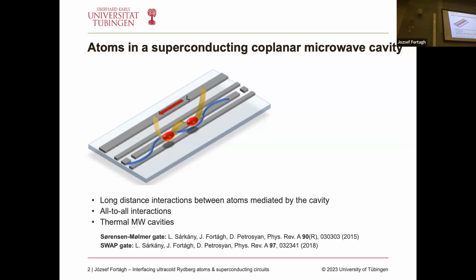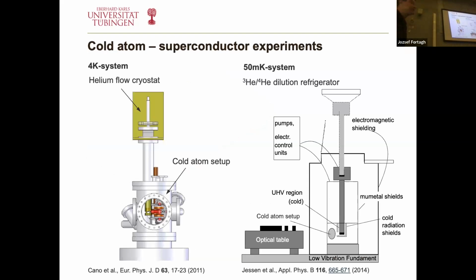perform gate operations. So this physical system we implement in two different experimental machines. One is a cold atom setup with a 4 Kelvin helium flow cryostat, and the other is a helium-3 helium-4 dilution refrigerator that is reaching 15 millikelvin temperature, but it's so difficult to operate that none of my people like it. So all the experimental data that I'm showing is on the 4 Kelvin system.